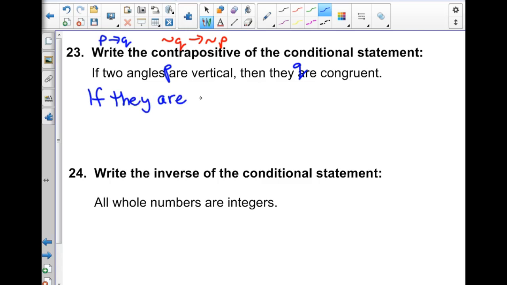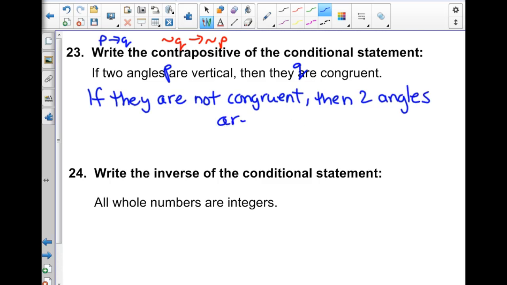You negate that, say they are not congruent. If they are not congruent, then two angles are not vertical, right? And most of you did quite well with this on the last quiz.